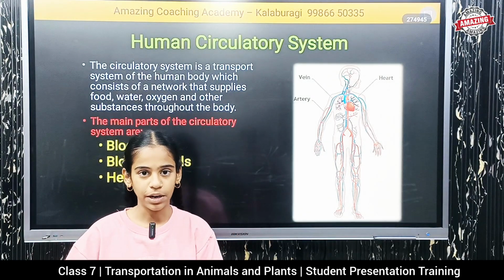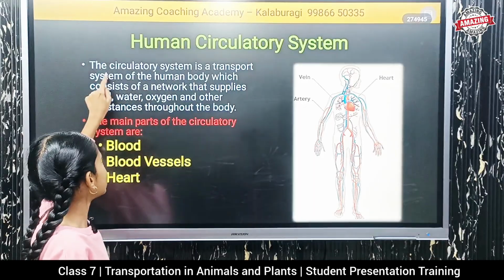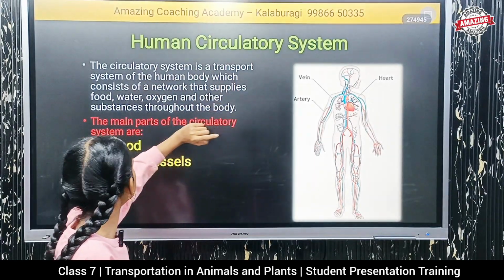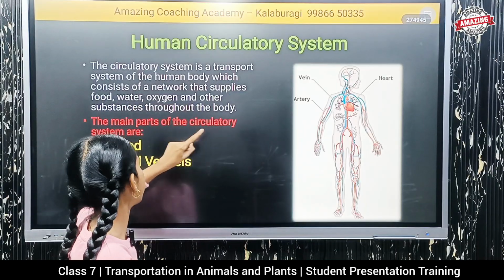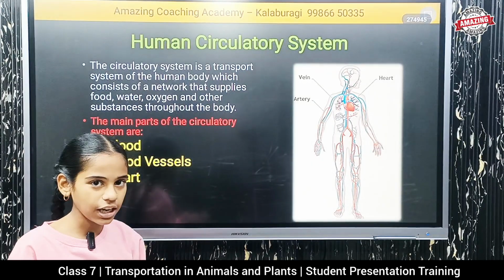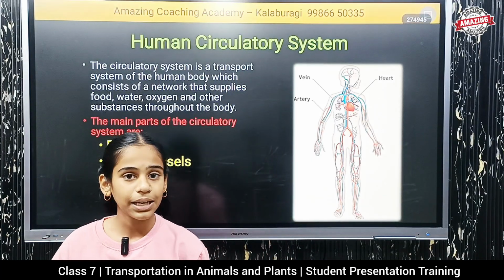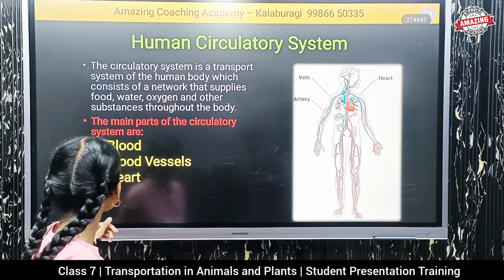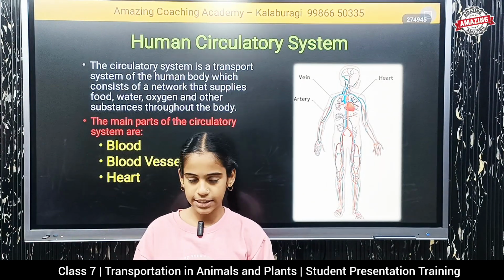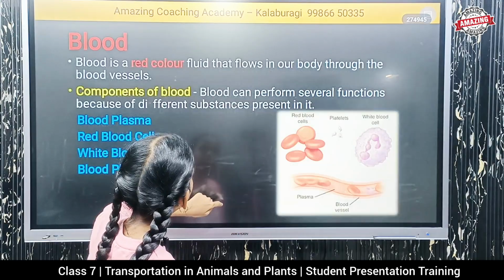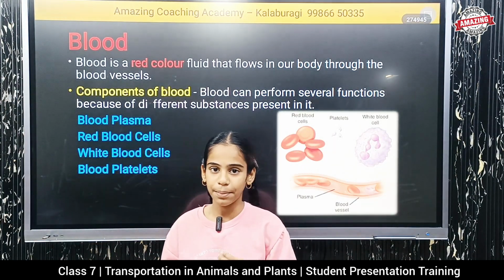Human circulatory system. Today we are going to learn about the circulatory system. The circulatory system is a transport system of the human body which consists of a network that supplies food, water, oxygen and all the other parts to the other parts of the body. The main parts of the circulatory system are blood vessel, heart. Blood. Blood is a red color fluid which flows in the blood vessel.